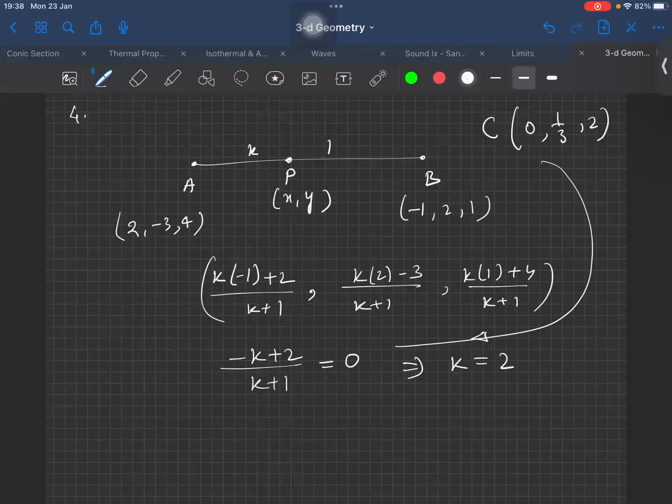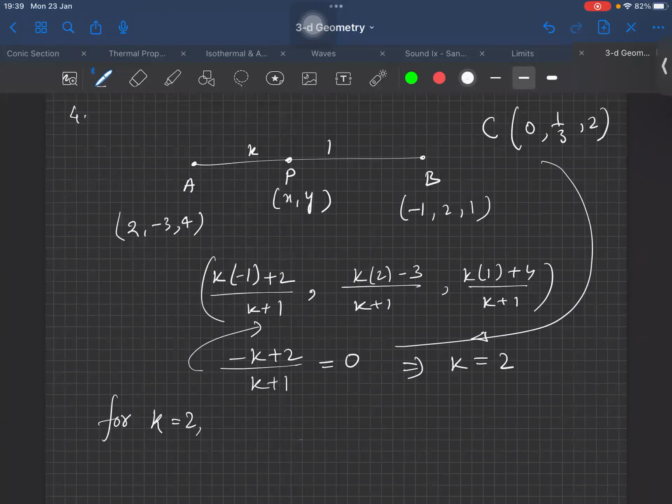Now, if k is equal to 2, the coordinate of point P will become 0, and this will be 1 by 3, and this will be 2. So if you substitute k here, what will we get? 0. If you substitute it here, what will we get? Minus 3... sorry, k is equal to 2. So 4 minus 3 is 1, over 2 plus 1. So this is 1 by 3.